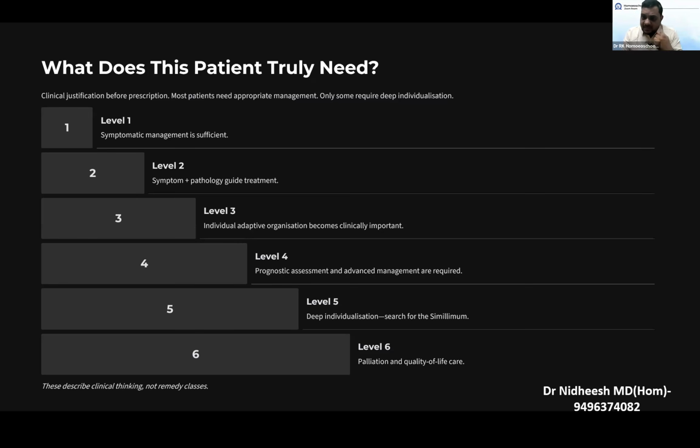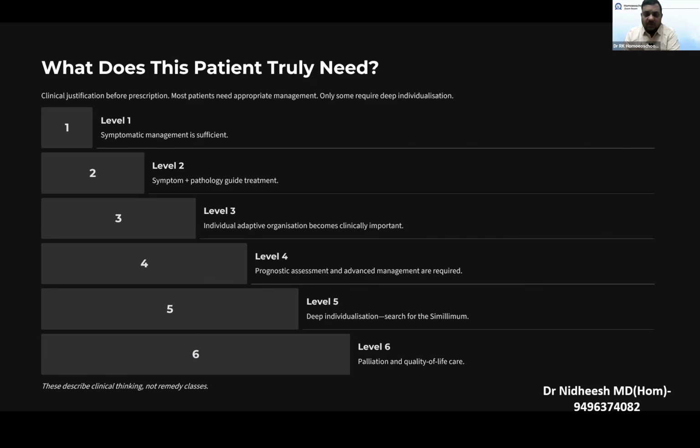Because he was treating n number of patients using the homeopathic principle he made by himself, but the chronic diseases were not getting cured. They were recurring again and again. For that purpose, he introduced a concept called miasm, and that miasmatic influence can be seen from level 3.